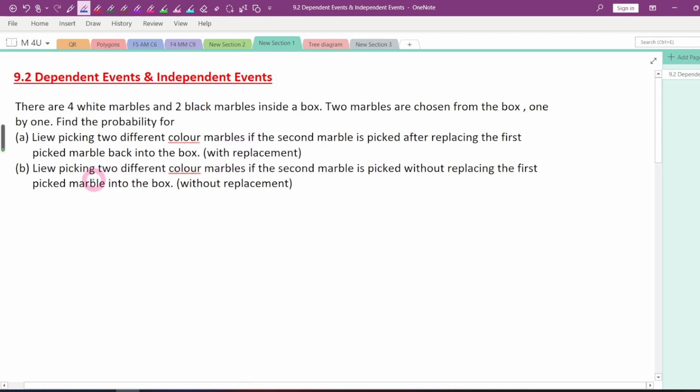Okay, so for the second situation, Liu picking 2 different colors, same thing, but this time without replacement. So this means that the first time you pick the marbles, there are 6 marbles inside the box. The second time you pick the marbles from the box, there are only 5 marbles left inside the box. So the way we find the probability for the first situation and the second situation are different.